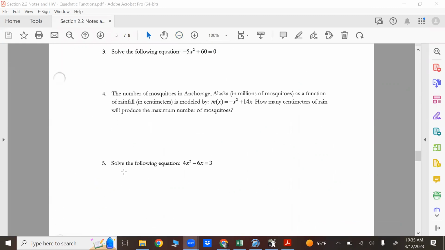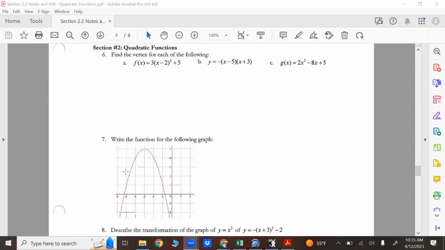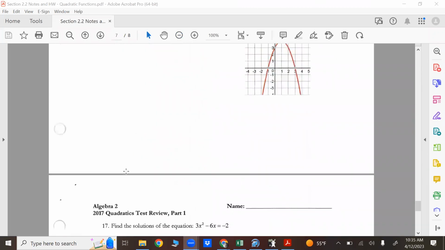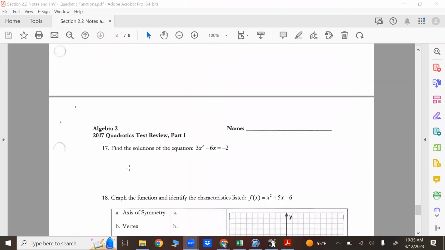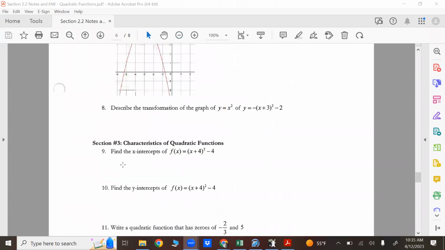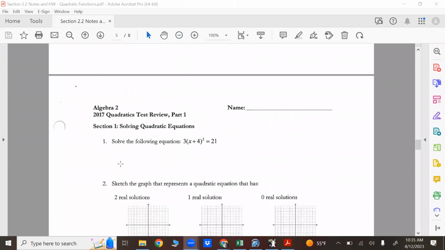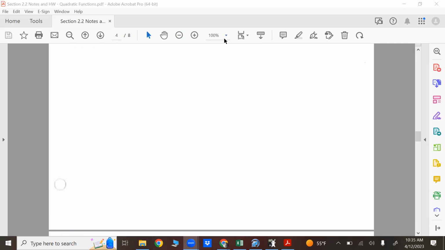Let me look at the homework, see if that's a problem I care about. We could just cross it off. Yeah, just cross off the last example. That's totally fine. Okay. So we're done with the notes for today.